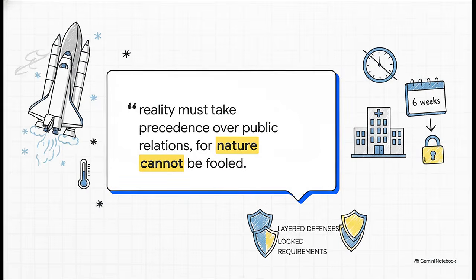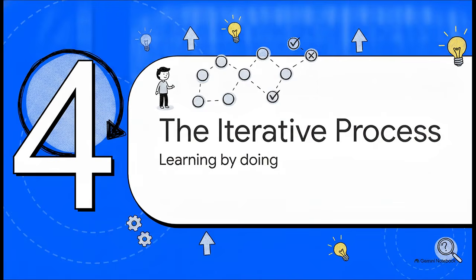I love this insight from the brilliant physicist Richard Feynman. He was reflecting on the tragic Challenger space shuttle disaster and noted that NASA actually knew the O-ring seals lost elasticity in cold weather, but schedule pressures overrode their safety protocols. As he put it, nature cannot be fooled. The first-time right process demands that layered defenses and locked requirements never, ever yield to schedule pressure. If an uninterruptible power supply is going to take 6 extra weeks to install at a hospital, the schedule yields, the safeguard does not.